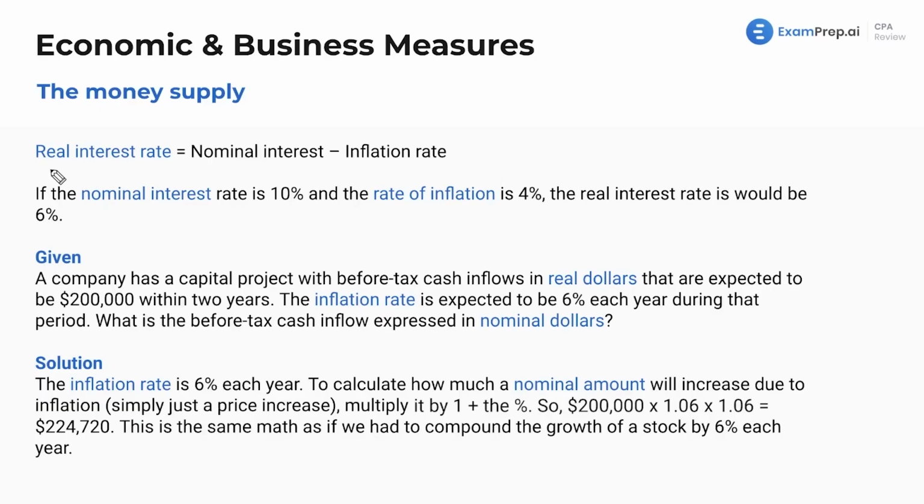So anything real or effective or actual, those are generally the rates and the formulas you want to use, like the effective interest rate. That tells the story of how it really is. This takes out inflation. Let's see a question.